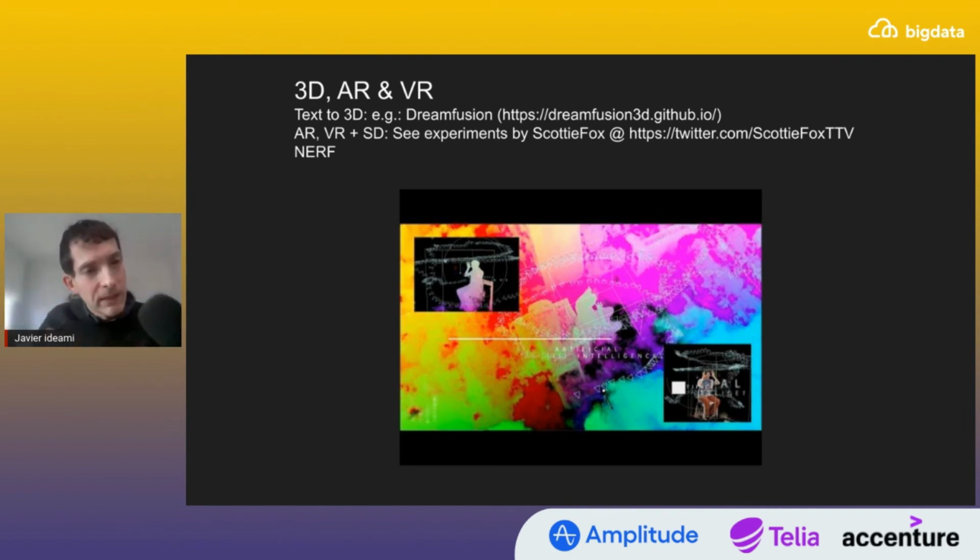Still quite limited, but they will improve fast. Then regarding AR and VR and Stable Diffusion, you can see the experiments by Scotty Fox that is creating these VR environments where, as you look around, the parts of the environment are being selectively replaced with Stable Diffusion generations. It's all very experimental, but it's the beginning of what's going to come with virtual reality spaces produced with generative AI.